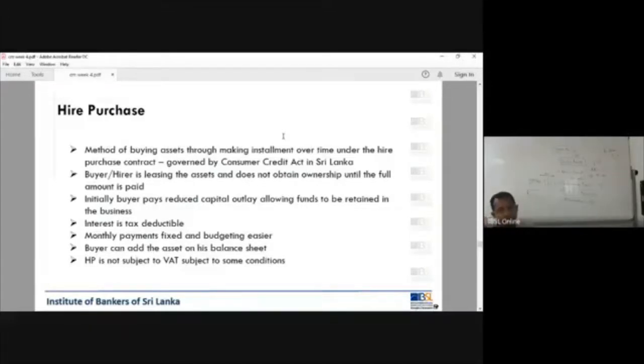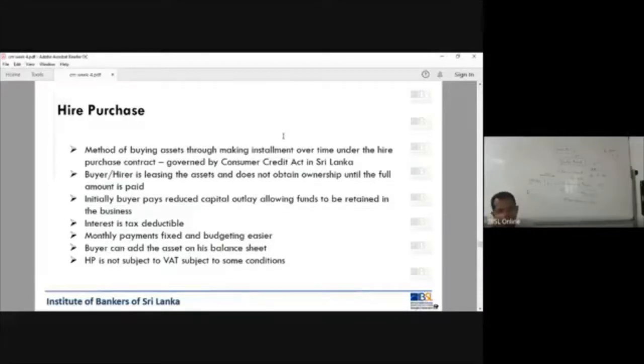The difference between lease and the hire purchase is, once the customer pays 75% of the rentals, he will become the absolute owner. Lease position will change to mortgage position. We can't seize the vehicle. You have to go on mortgage bond action or DR action or something like that. The difference is, no VAT for hire purchase rentals. Leases, we have VAT.